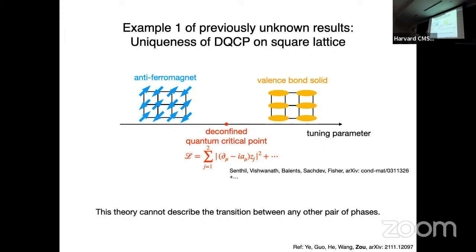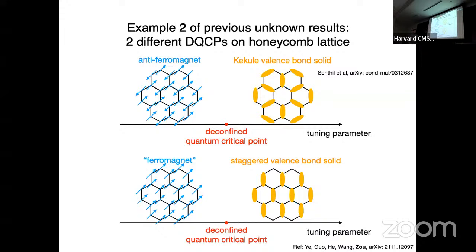Then from our classification, we can see that this particular theory actually has a unique way to be realized on the square lattice spin one half system. When it's realized, of the nearby symmetry breaking phases, one of them has to be anti-ferromagnet and the other has to be valence bond solid. There's no other possibility. I think this is interesting because there's only one way and people found it many years ago. But we can look at the honeycomb lattice spin one half system. Many years ago, people knew that this theory, in principle, can describe the transition between anti-ferromagnet and this so-called Kekulé valence bond solid.